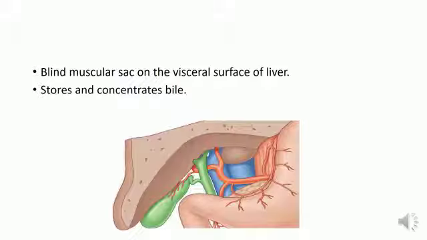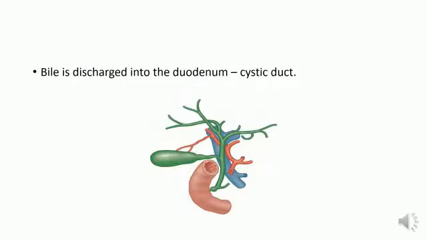Coming to the histology of the gallbladder. The gallbladder is a blind muscular sac situated on the visceral surface of the liver. It stores and concentrates the bile. The bile is discharged into the duodenum through the cystic duct, which joins with the common hepatic duct and forms the common bile duct.